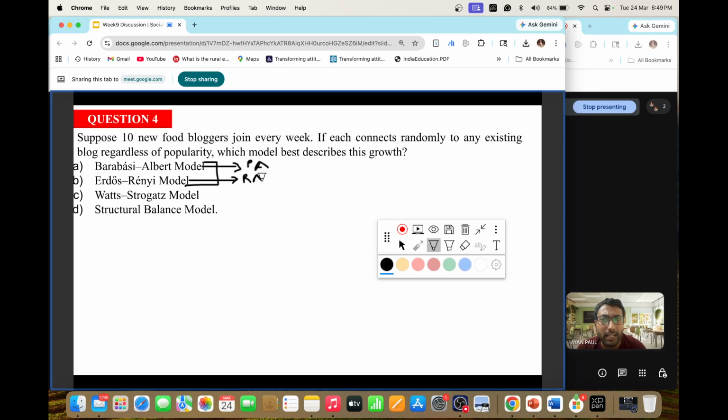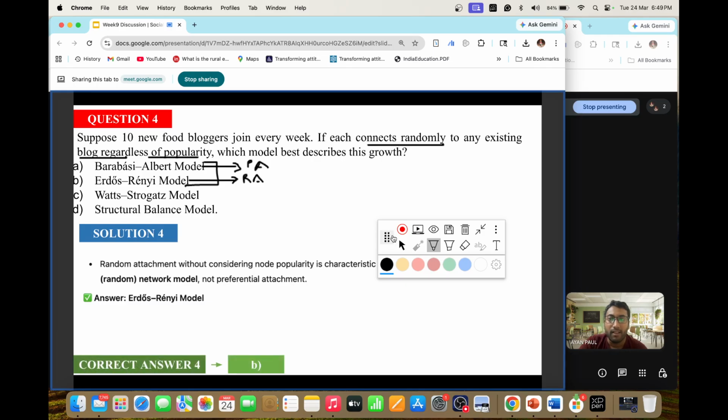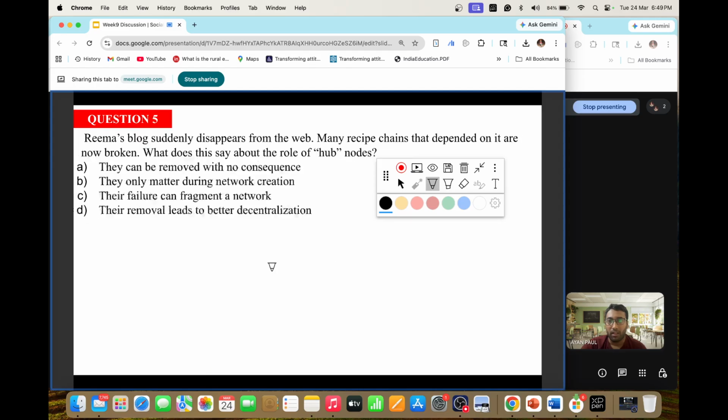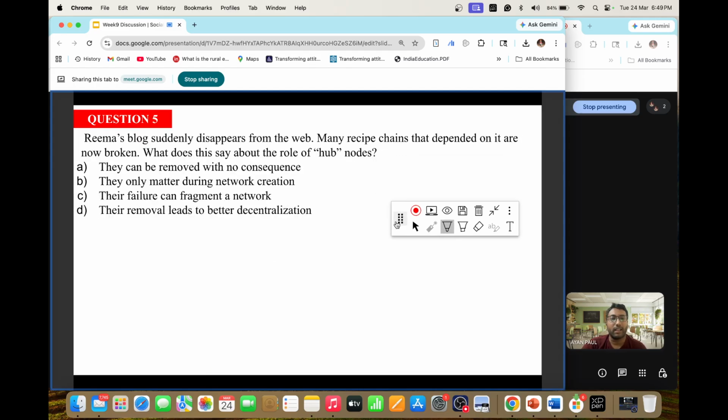In this question, it is asked that each connects randomly to any existing blog regardless of popularity, which means they will follow the ER model. So option B is the correct answer. Random attachment without considering a node's popularity is the characteristic of the ER network model, not preferential attachment. Let's move on to the next question.